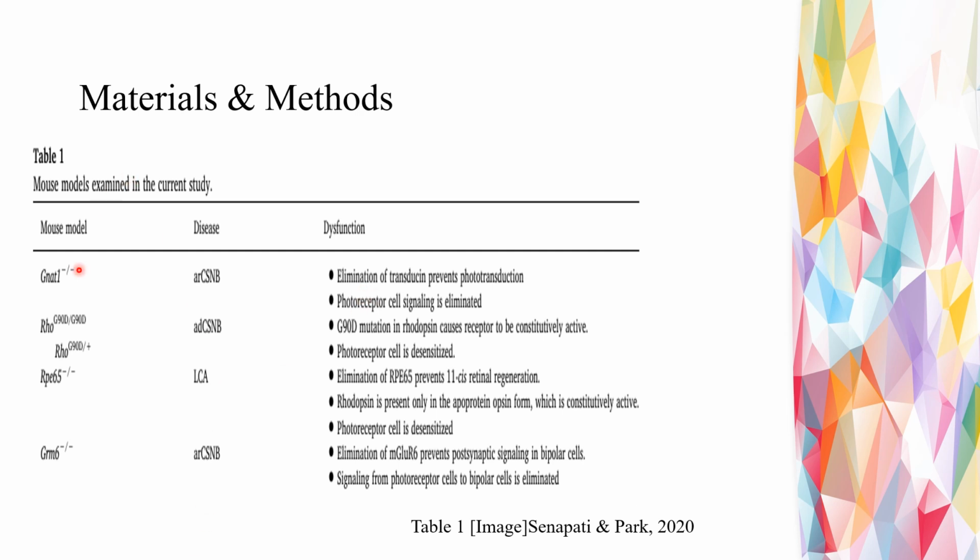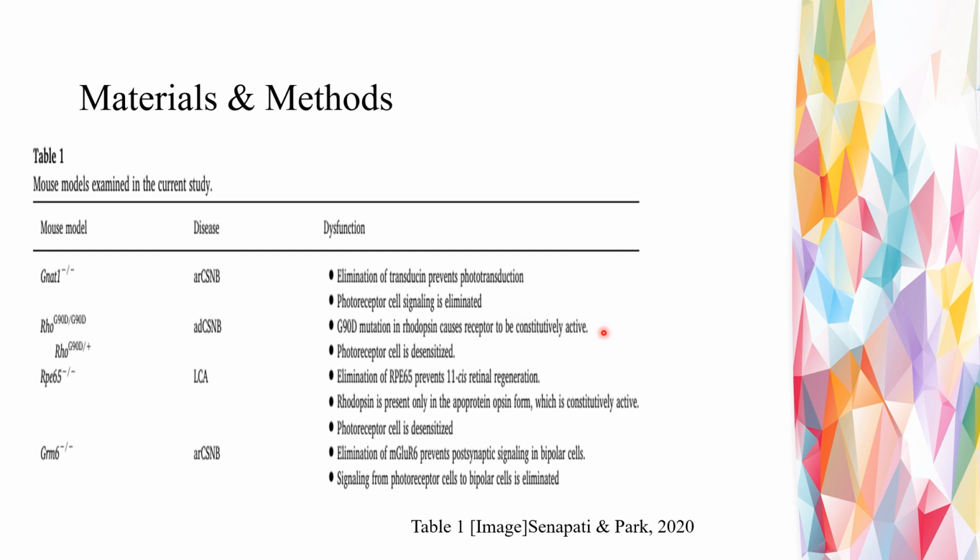Our models are the GNAT1, the RHO G90D and G90D again, the RPE65, and the GRM6. And again, we have the diseases. The dysfunction from these diseases, or the elimination of transducin, prevents phototransduction. Photoreceptor cell signaling is eliminated.